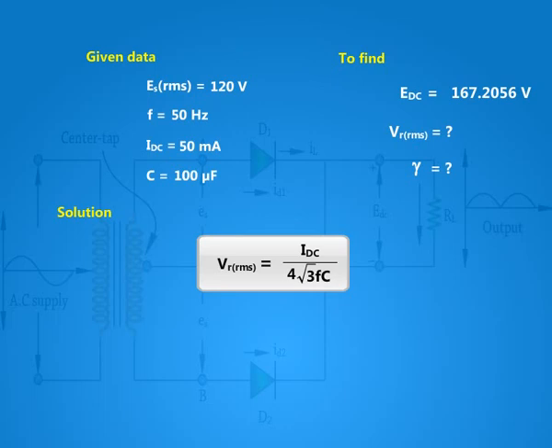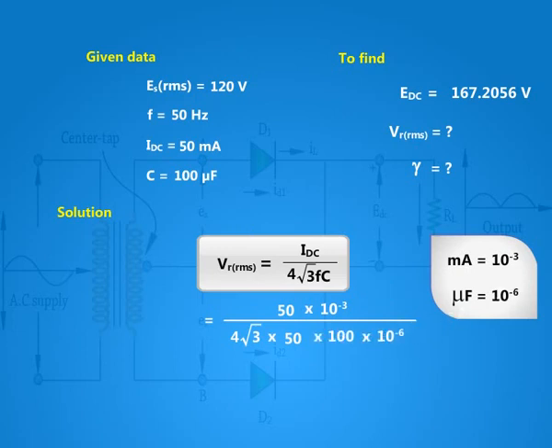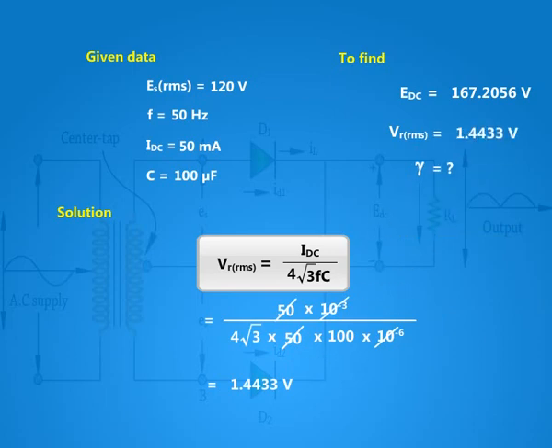Then, to calculate the RMS value of ripple voltage, we know that VR RMS is equal to IDC by 4 root 3 FC, which is 50 into 10 to the power of minus 3 by 4 root 3 into 50 into 100 into 10 to the power of minus 6, which is equal to 1.4433 volts. Therefore, the RMS value of ripple voltage VR RMS is equal to 1.4433 volts.